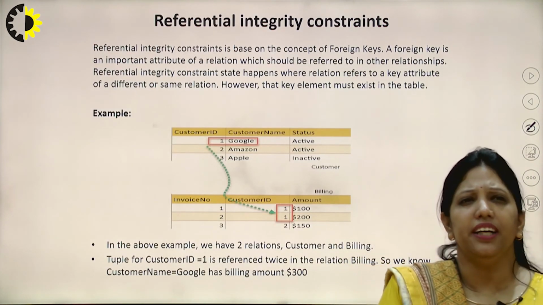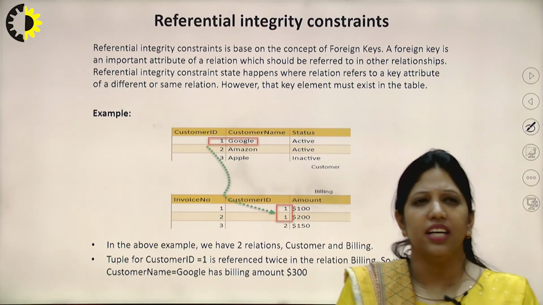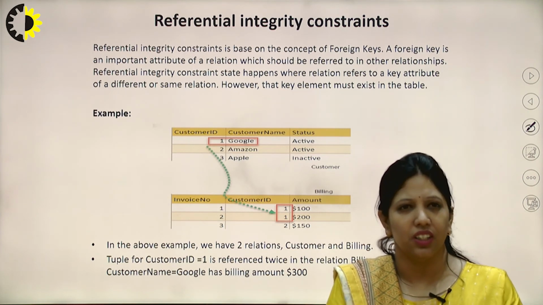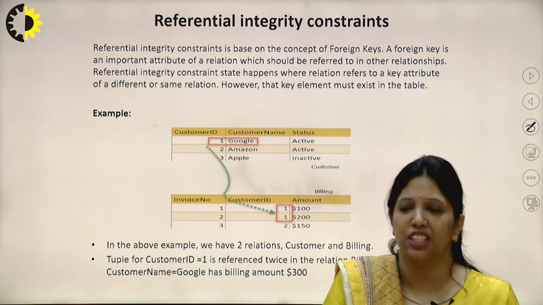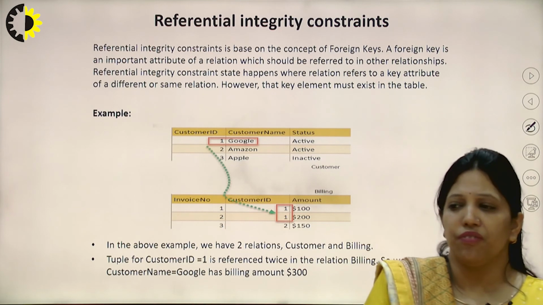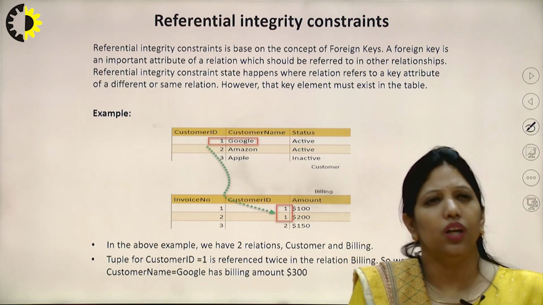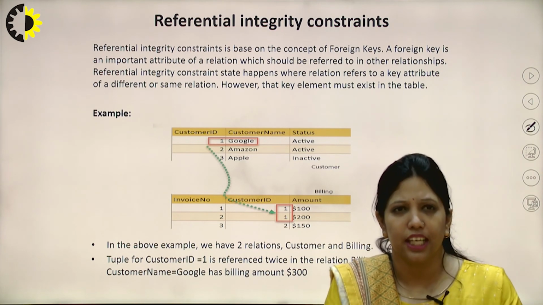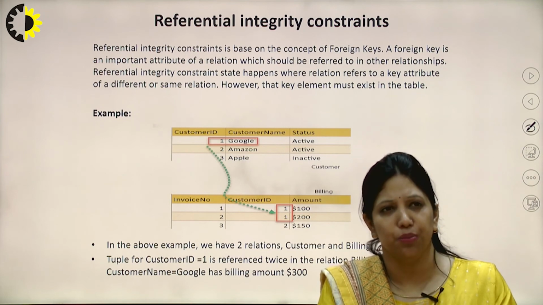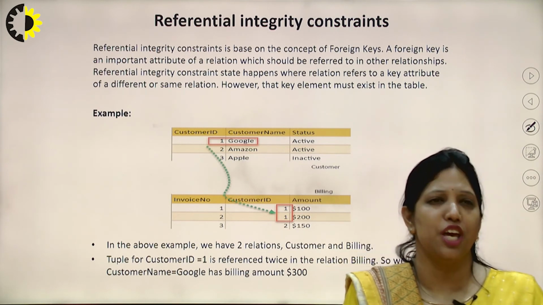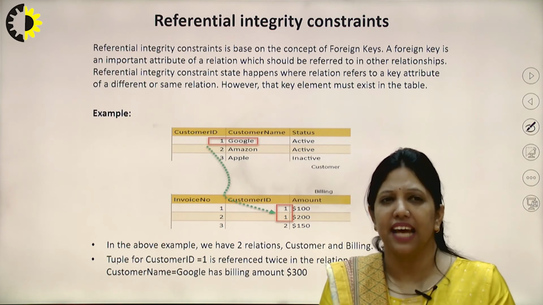So the referential integrity constraint is based on the concept of foreign keys. A foreign key is an important attribute of a relation which should be referred to another relation. We always use the concept of the foreign key whenever referring two tables and we need to find the relation between two tables. So the referential integrity constraint applies where a relation refers to a key attribute of a different or the same relation. However, that key element must exist in the table.